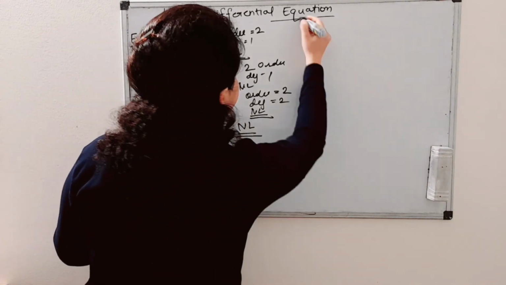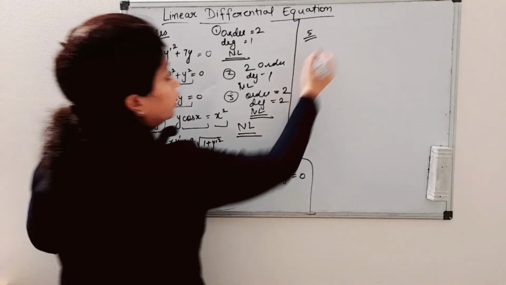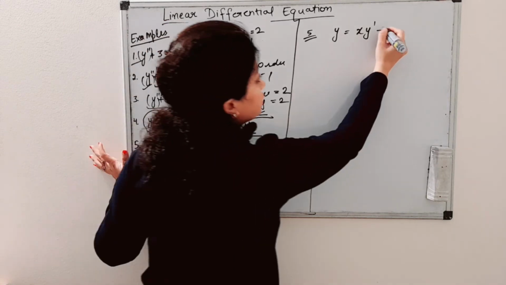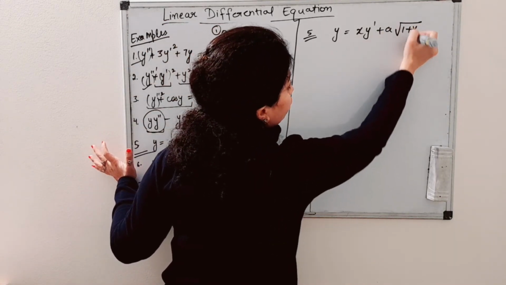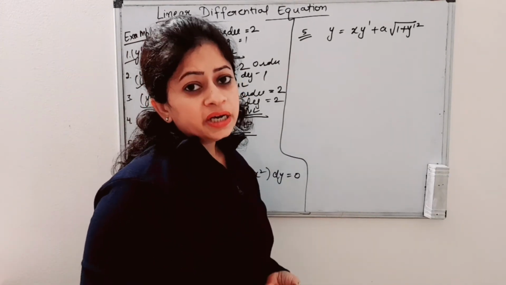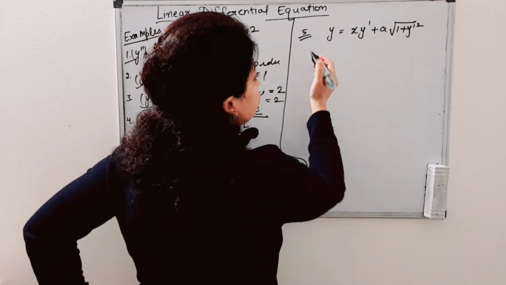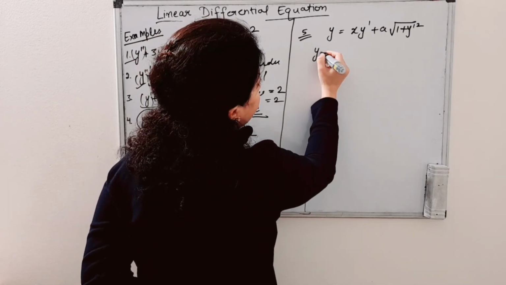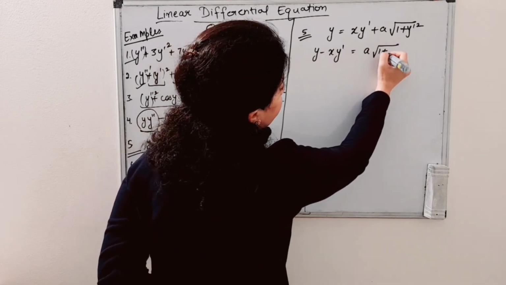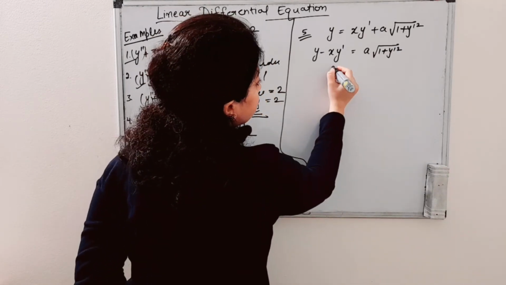Example number 5 is y is equal to xy dash plus a under root of 1 plus y dash square. Okay, so now we need to find the order, the degree, and we need to check whether it is linear or non-linear. So first of all, we have y, can we write it like this? y minus xy dash equals a under root of 1 plus y dash square. How can we write it now?